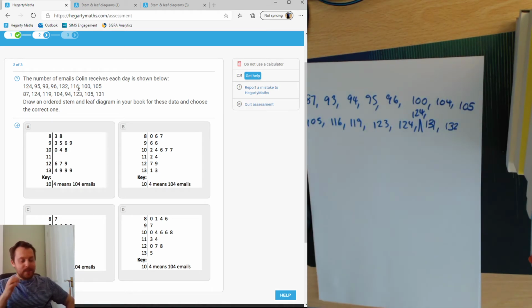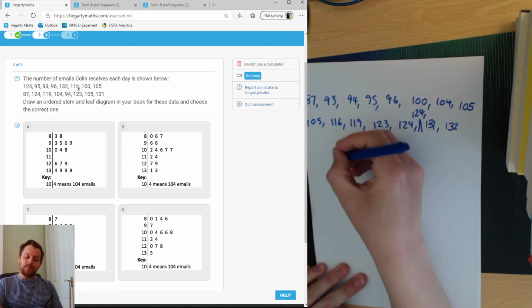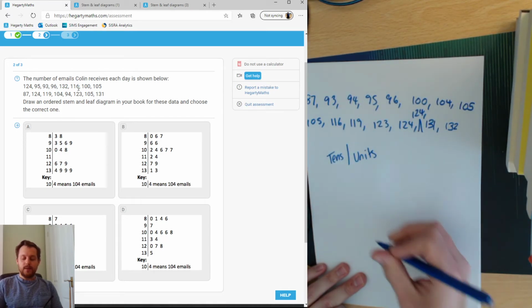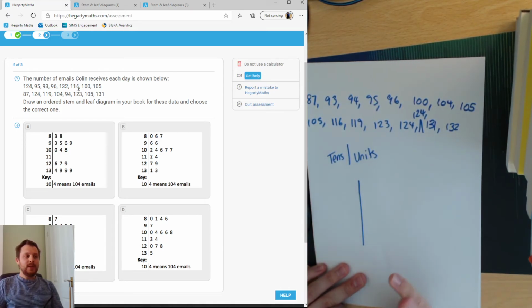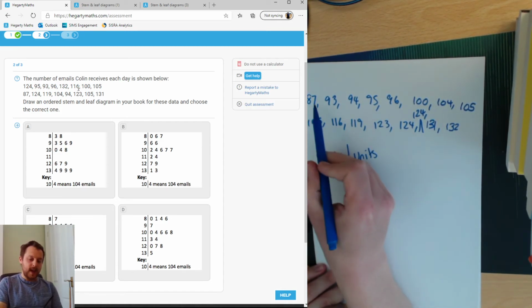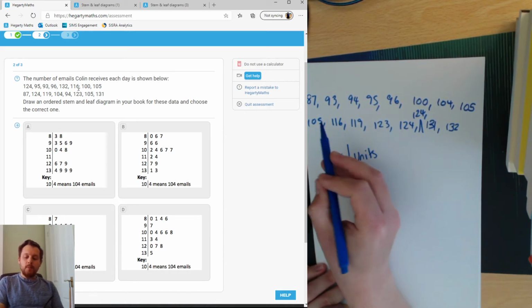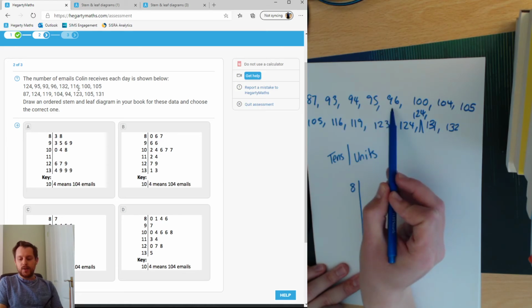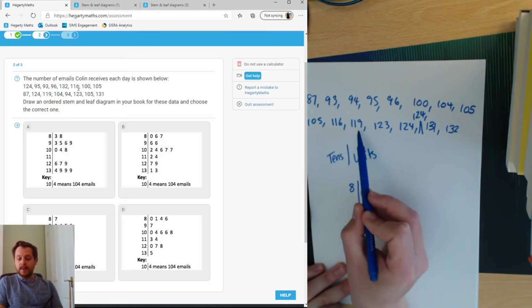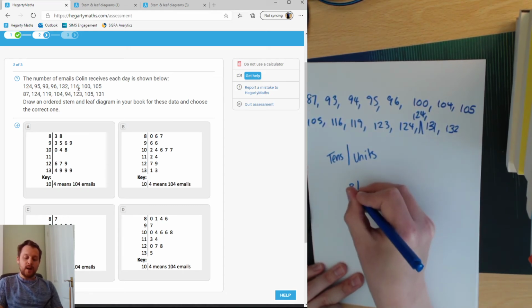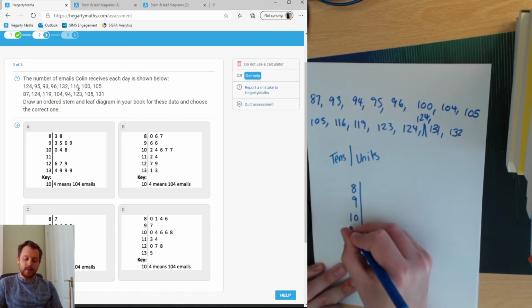Right, so there we go. I've got my numbers in order, and I know that I'm going to have to again do the tens and the units. In this situation, the smallest ten is an 8. So this is 8 tens, suppose 80. That's 87, so it's 8. Then the most number of tens is 13 tens, which is 130. So it goes 8 tens, 9 tens, 10 tens, 11 tens, 12 tens, 13 tens. So it's really counting the number of tens, starting with 8 tens and going up to 13 tens.